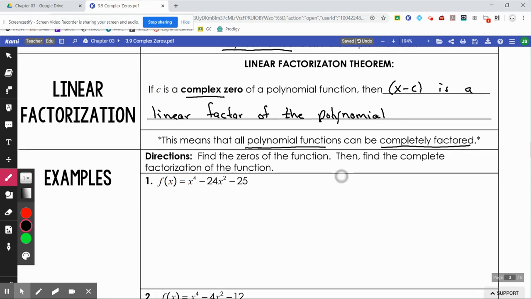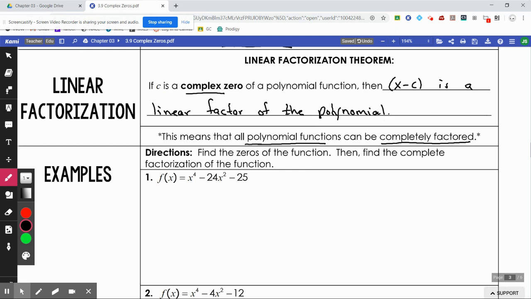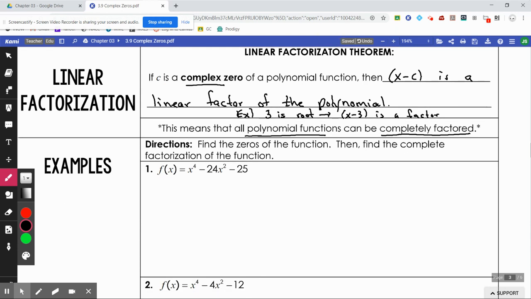So therefore, a reminder again, it says this. Example, if 3 is a root or 3 is an x-intercept, we know that x minus 3 is a factor. If 2 is a root, then x minus 2 is a factor. If i is a root, let's change it to that. What about the complex ones now? If i is a root, then x minus i is a factor.